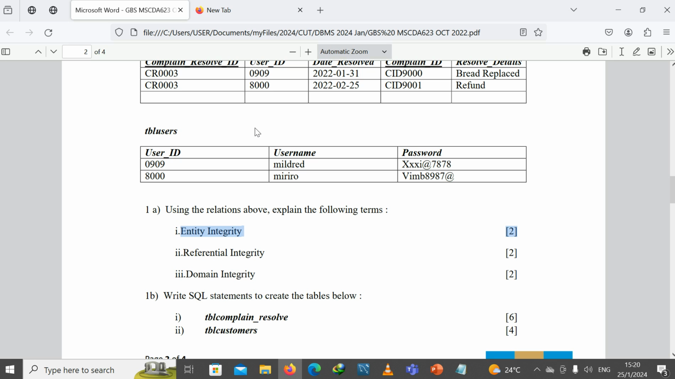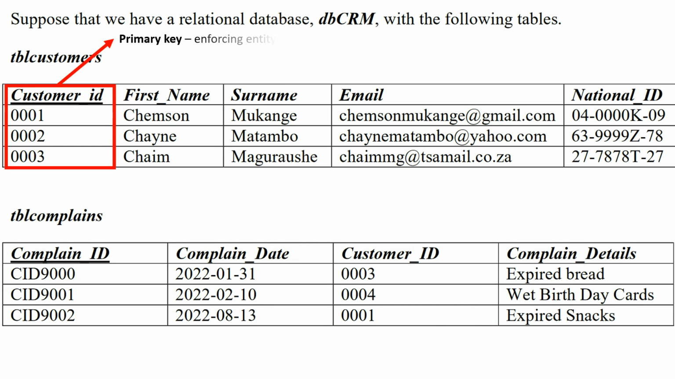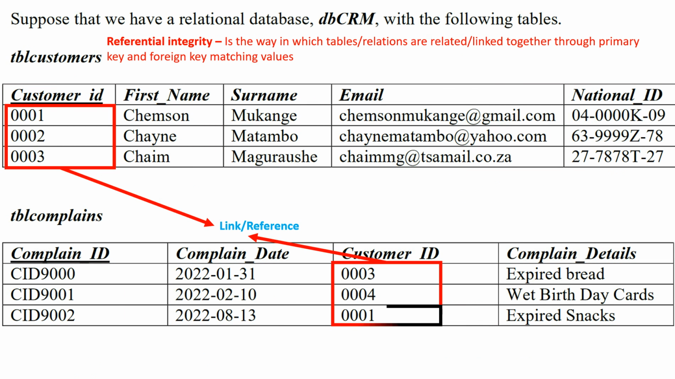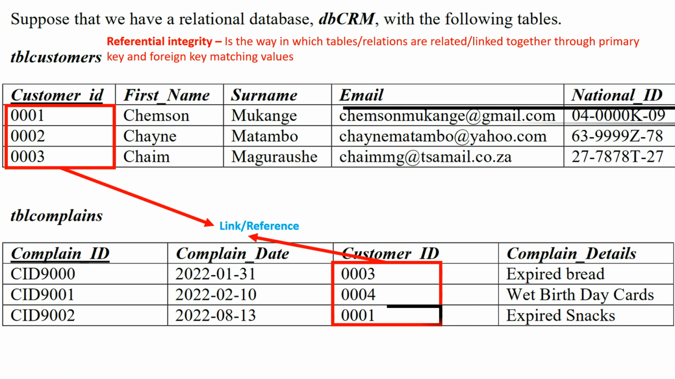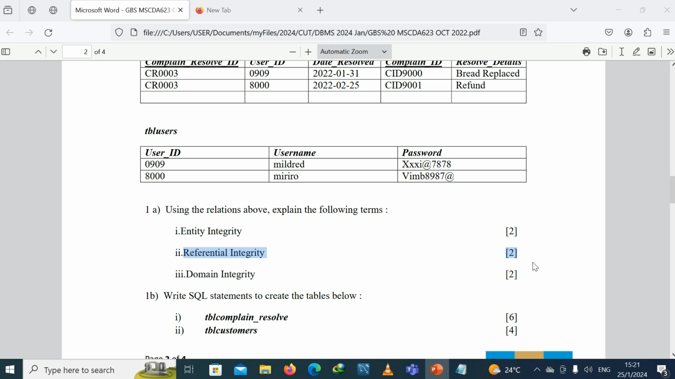Now, referential integrity. Give me your answer about referential integrity. All right, we'll rush to the part that talks about referential integrity, the link between the two tables. I hope your answer is giving clear understanding of what we have here. Right, we've talked about domain integrity. You can type your own answer in the comment section. I will look at it.